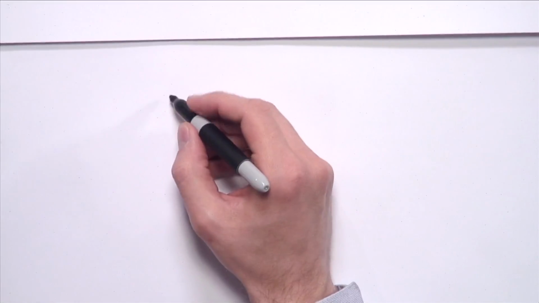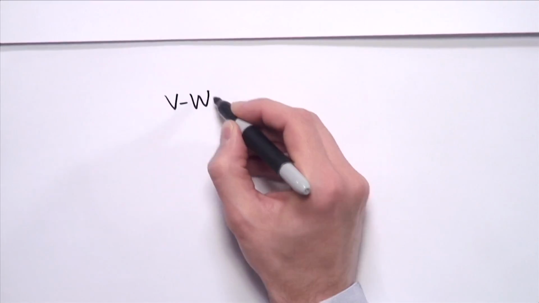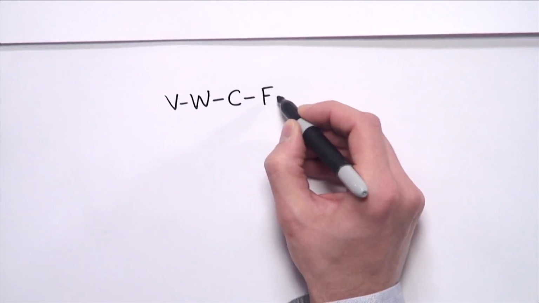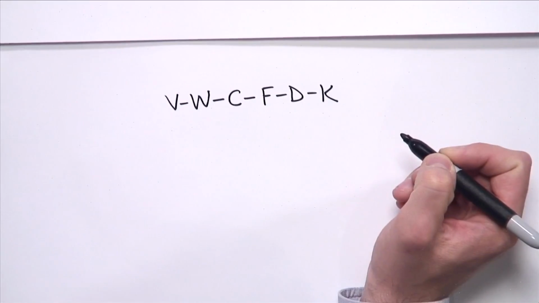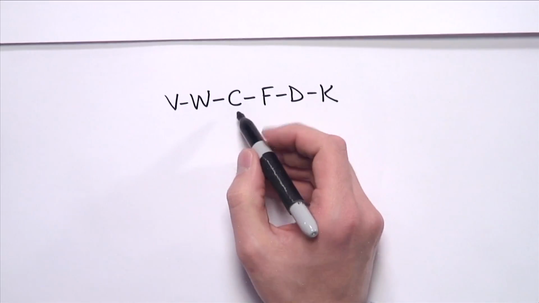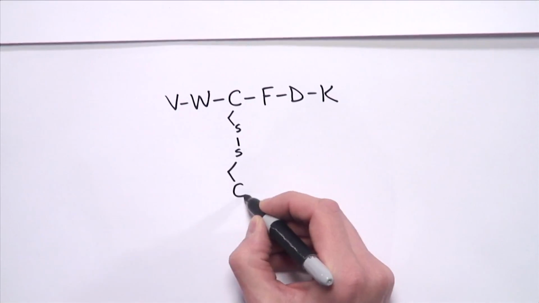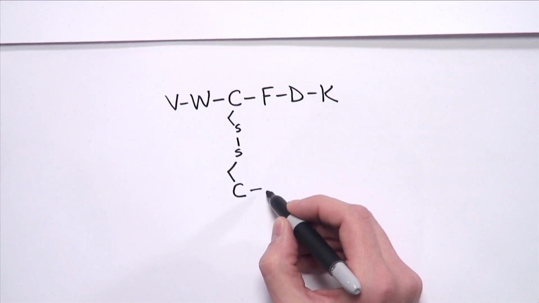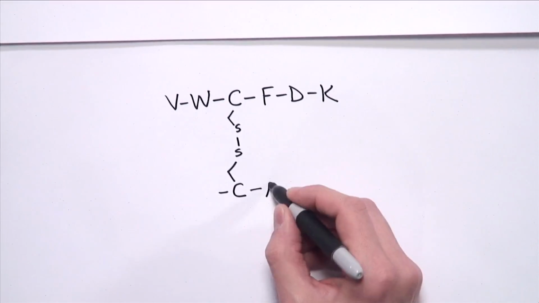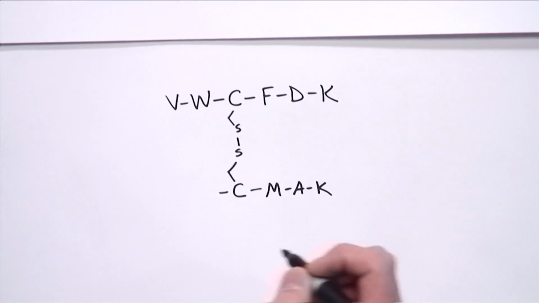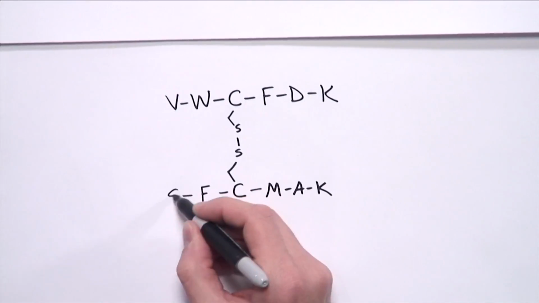Now that we've established the exact sequence of each one of these peptide chains, then we can put together the final structure of our mystery protein. So I'm going to transcribe these here. First chain, V, W, C, F, D, and K, right? And we know the cysteine is going to have our disulfide bridge to the other cysteine, which goes C, M, A, K, and then F, and then S.